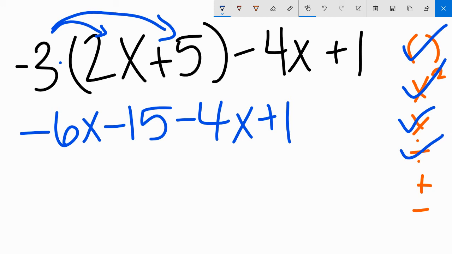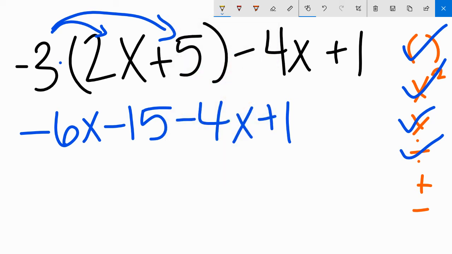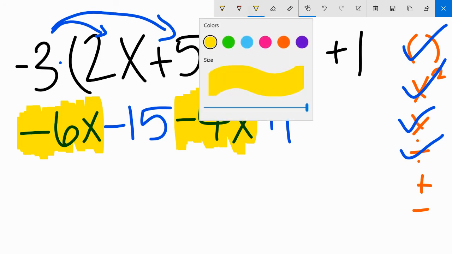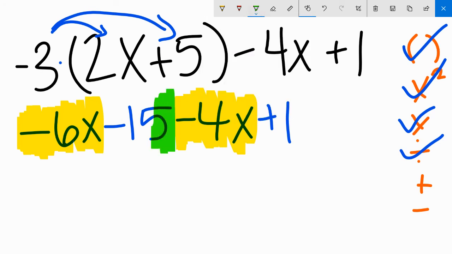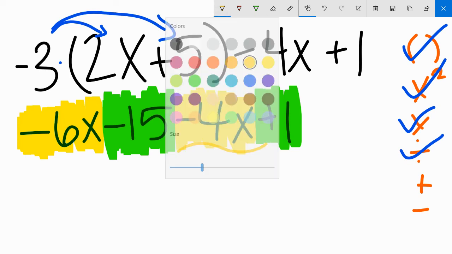So basically, when we're talking about adding and subtracting, in this sense, we're talking about combining like terms. So first, I'm going to highlight my terms. So this, remember the sign goes with the number to the right of it. So 6x, the sign to the left goes with that. And then the 4x, the sign to the left goes with that. Okay, and then our constants, I'm going to highlight a different color. The 15 and the sign to the left of it stays together. And then the 1 and the sign to the left of it stays together.